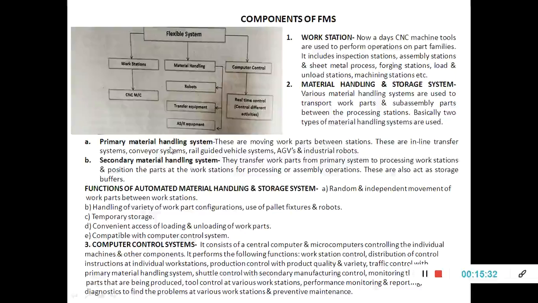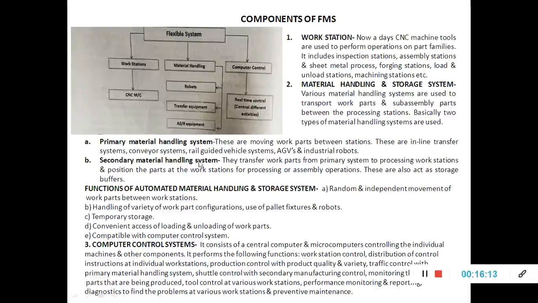Primary material handling system is used to transfer the work part from one workstation to the other workstation. Let us consider there are 1, 2, 3 workstations. So parts are moving from workstation 1 to workstation 2 and workstation 2 to workstation 3. These type of material handling systems are known as a primary material handling system. And secondary material handling system, here they transfer the work parts from the primary workstation system to the processing workstations. In some FMS, transferring of parts from one workstation to the workstation where the actual work is going to be done.